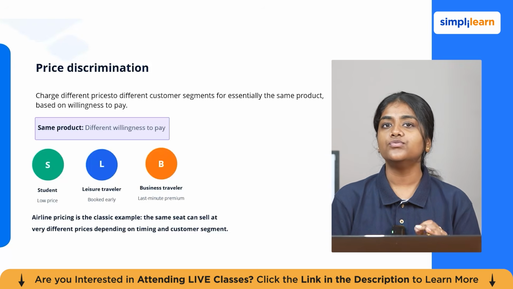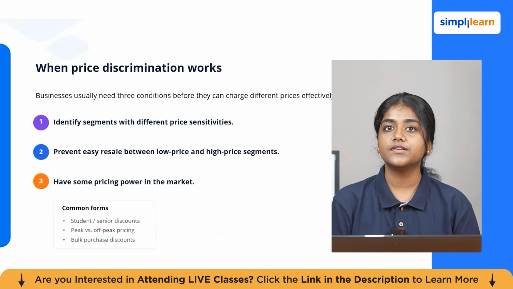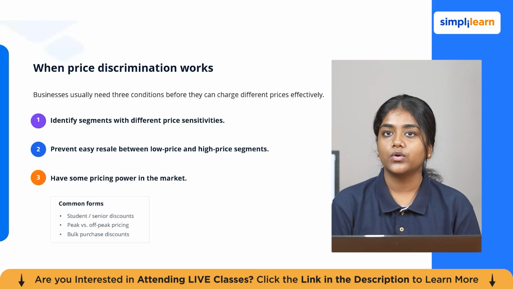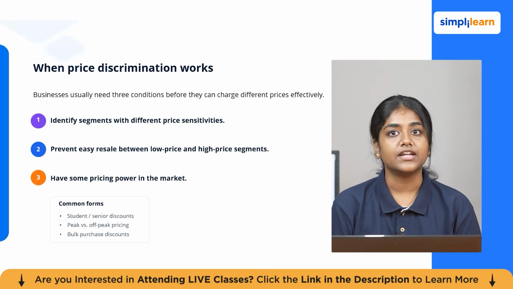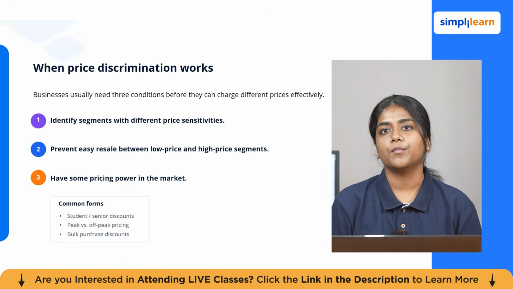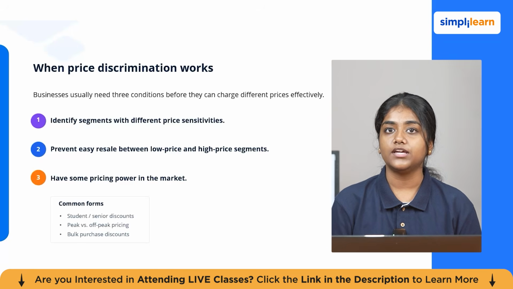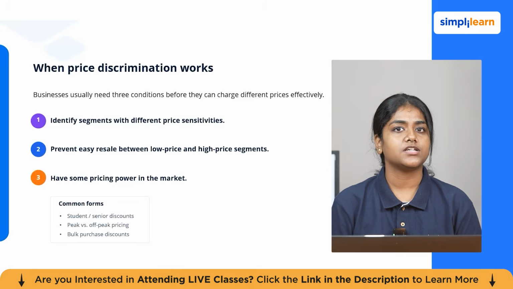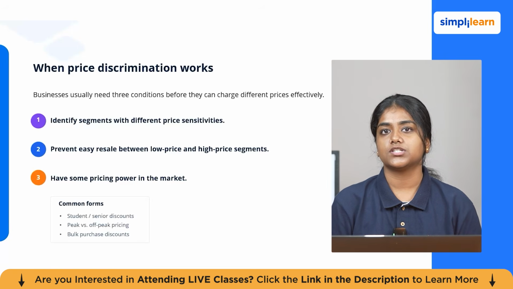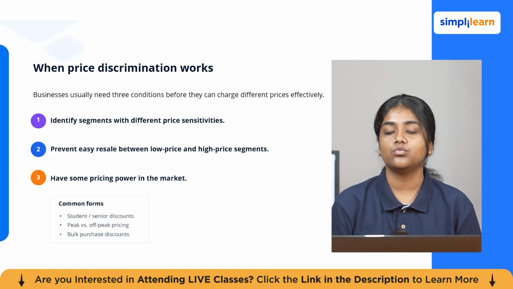price accordingly. So for price discrimination to work effectively, a business generally needs three conditions: the ability to identify different customer segments with different price sensitivities, the ability to prevent easy resale between segments, so a low price customer can't simply resell to a higher price customer, and some degree of pricing power, meaning this strategy is more common in monopolistic competition and oligopoly than in perfect competition. Common forms include student and senior citizen discounts, off-peak versus peak pricing, and bulk purchase discounts. Each is a form of price discrimination based on identifiable differences in willingness to pay.